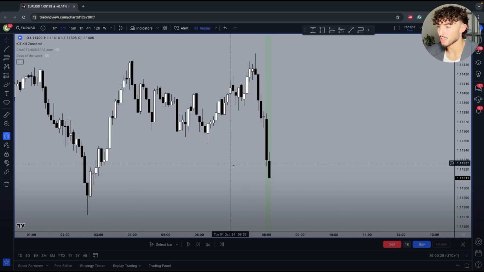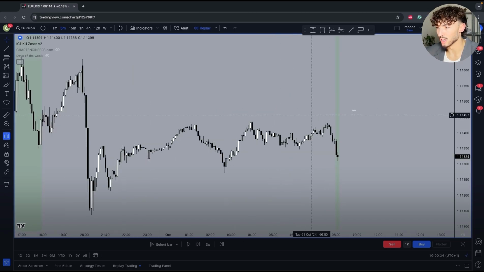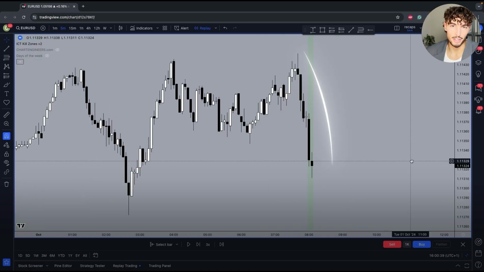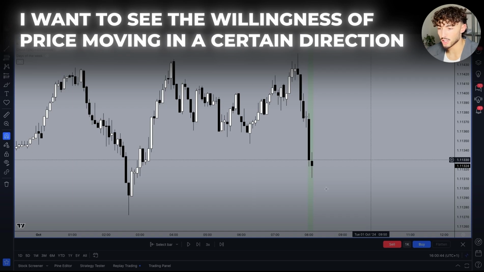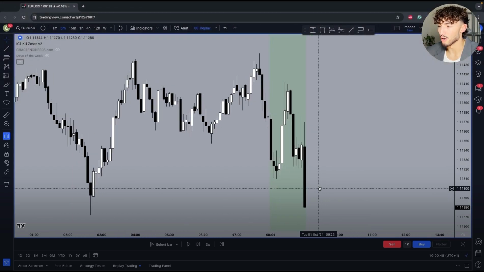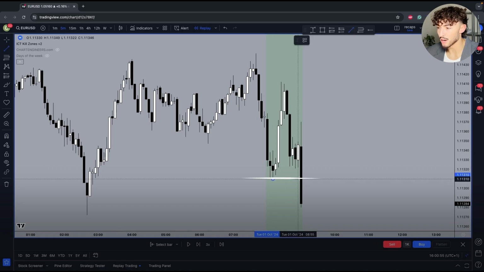So here you can see the day has started at 8 AM, London open. And you can see we are ranging here and we moved lower, right? At this point, I don't know anything yet. I want to see the willingness of price moving in a certain direction. So I'm waiting. Then you can see how price has pushed up and then lower. So at this point, I have my first sign of potential bearish order flow. So we have an MSB here.